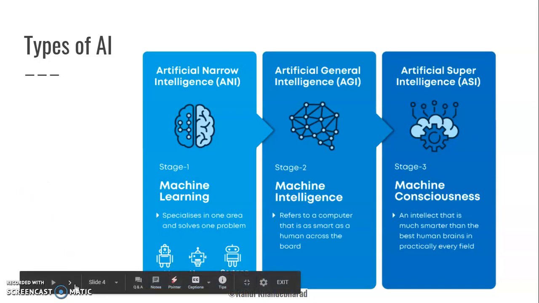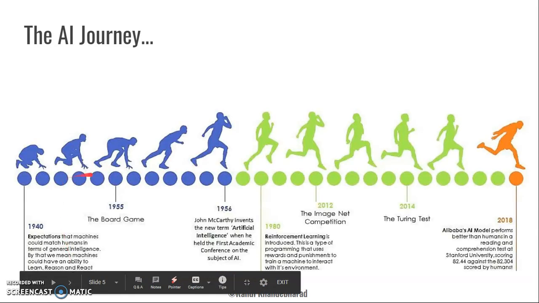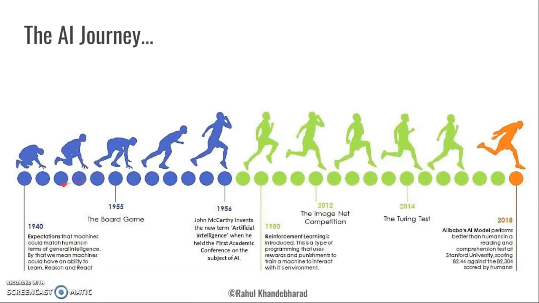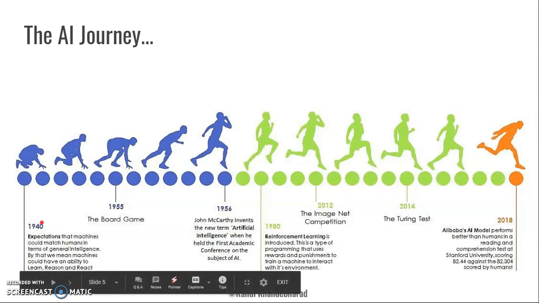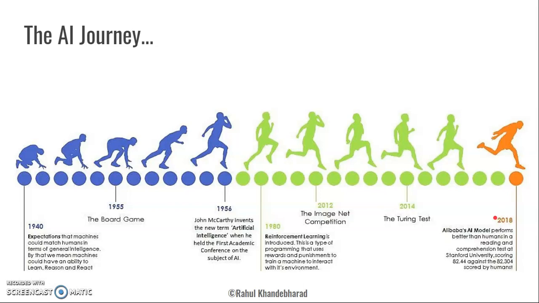So now let us move to the next topic, that is the journey of AI. As you can see, the journey of AI started in 1940, and the key years are mentioned over here, and the latest key year is 2018. So in the 1940s, the engineers and the scientists thought, why couldn't machines have the reasoning power like humans? So in terms of general intelligence, how can we make the machines learn, reason, and react?